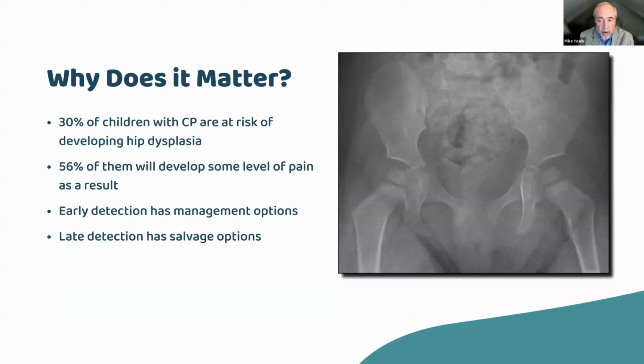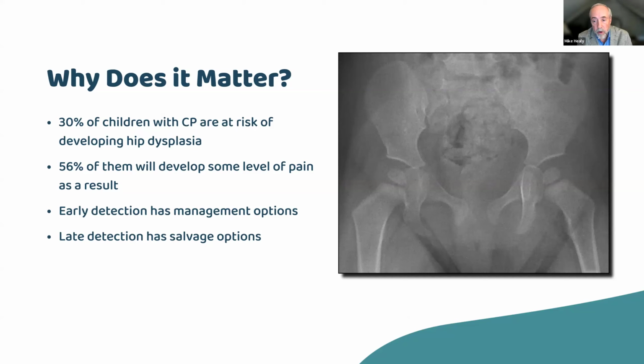So why does it matter? Again, we get back to 30% of children with CP being at risk of developing hip dysplasia. It's a high number because 56% of them will go on to develop some level of pain as a result of that hip dysplasia or subluxation, however that is ultimately defined. Early detection has better options than late detection, which is basically limited to salvage options. So we want to understand the problem, identify it early, and get on with management.